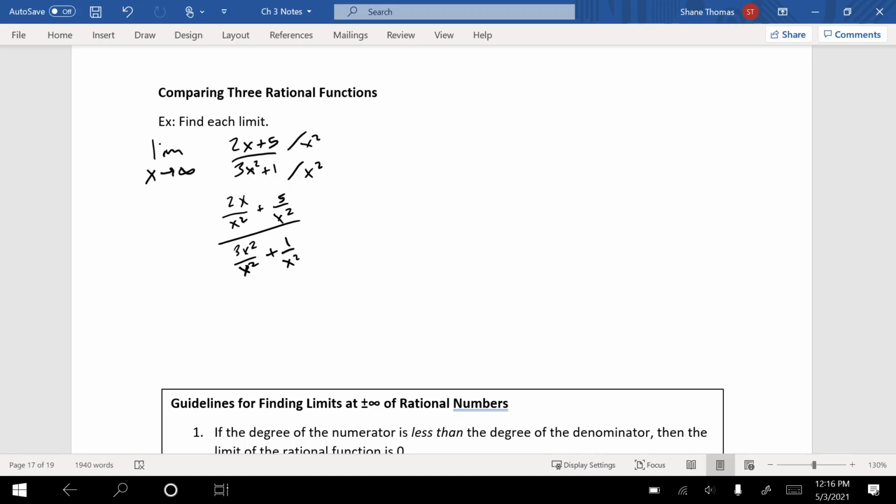All right, so up top, simplify a little bit. I'm going to have 2 over x plus 5 over x squared, over 3 plus 1 over x squared. So 3 out of the 4 are in the form something over x, correct? So I would actually have 0 plus 0 over 3 plus 0. So my answer would be 0. So my limit in this case would be 0.